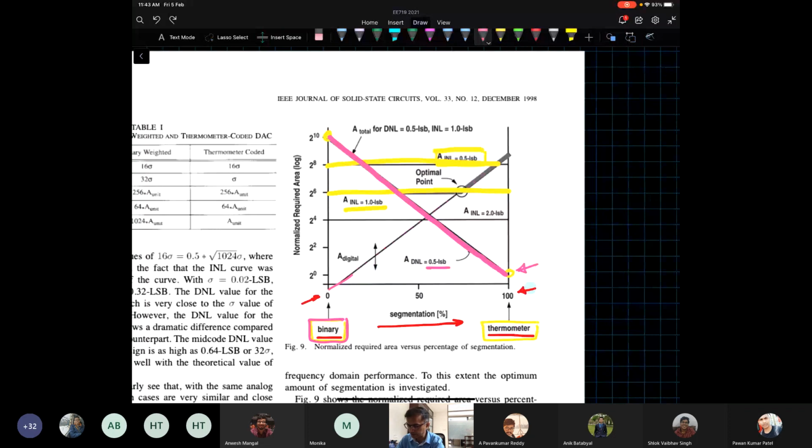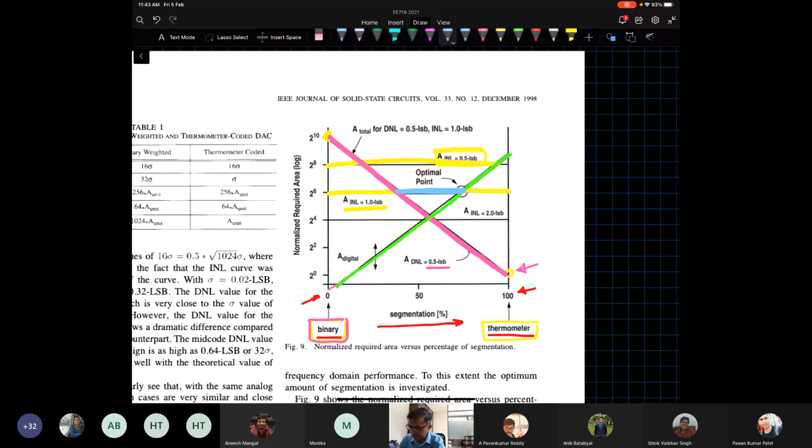Let me use a different color. So the digital area will go up like this. Now, as a designer, we would like to optimize the area and we would like to hit the specification. So you could be anywhere on this particular line, right here, the blue part, and here. If you land on that blue spot, then your DAC is optimally designed.